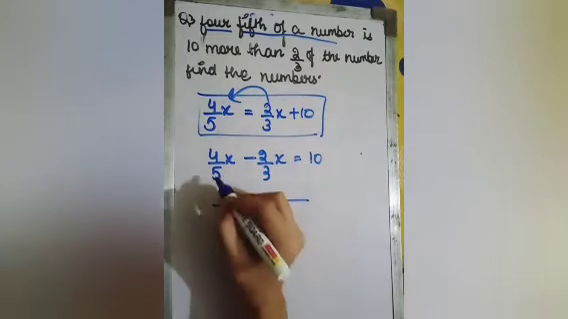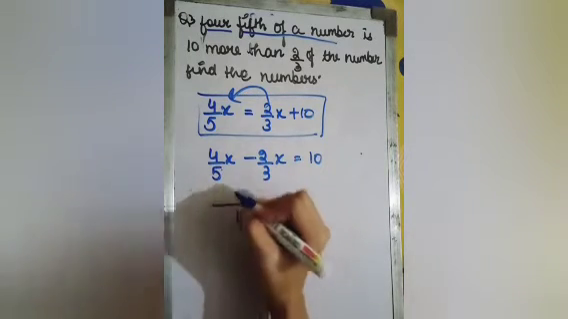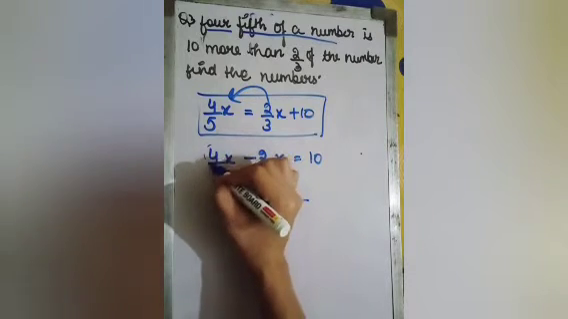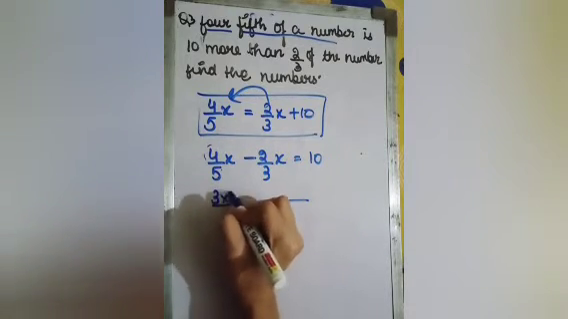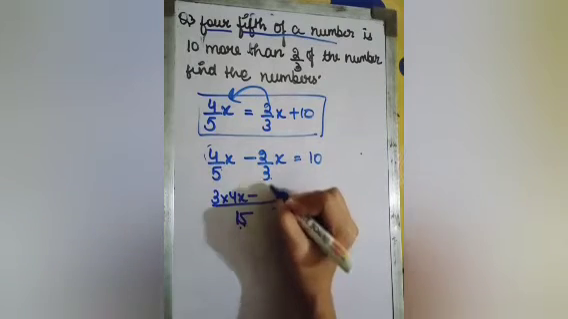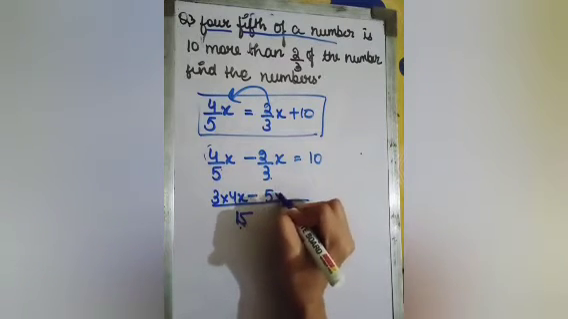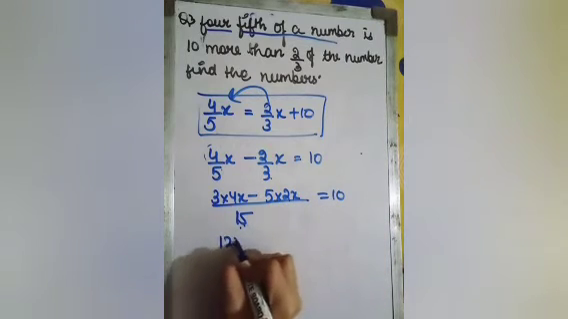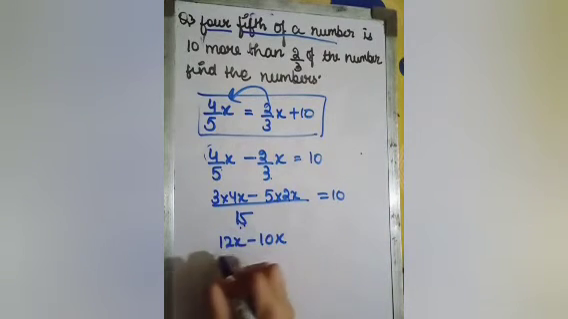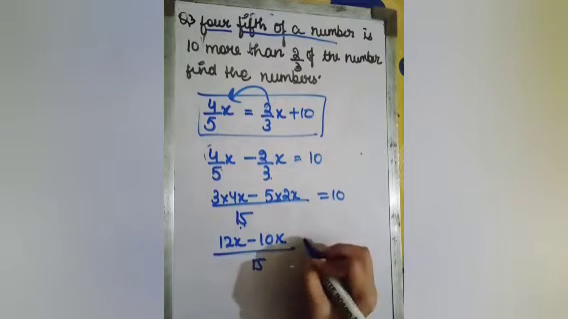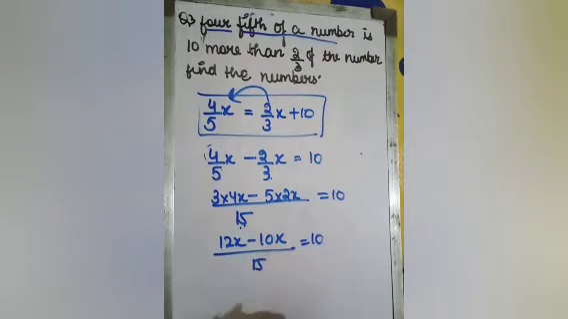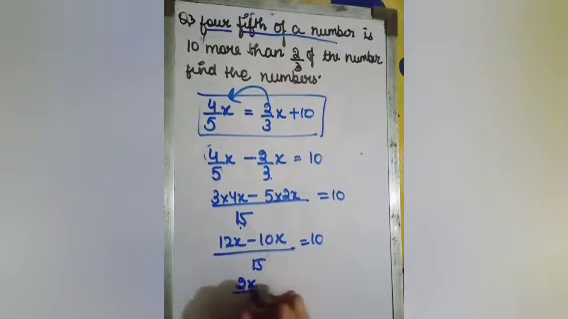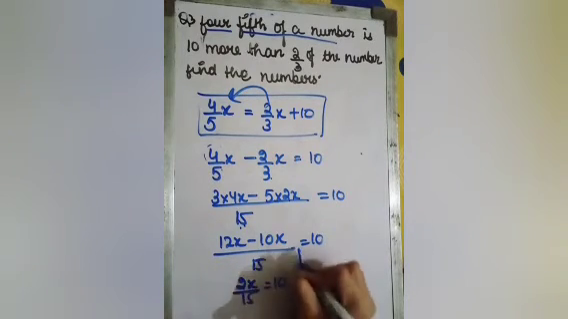It is 15. Now 5 3s are 15. To get the denominator 5, we multiply by 3. So we will multiply it with 3 also. Now 3 5s are 15. So 5 into 2x. It will be 12x minus 10x upon 15 equals 10, right? 12 minus 10, 2x upon 15 equals 10.